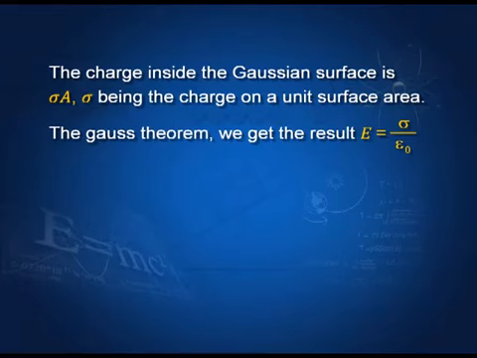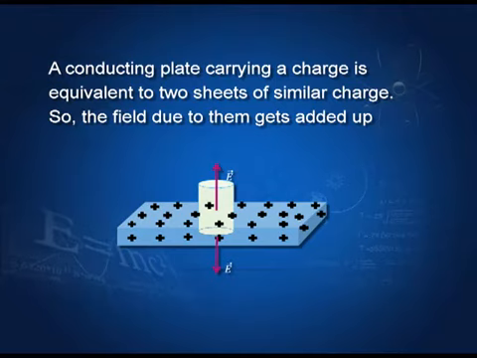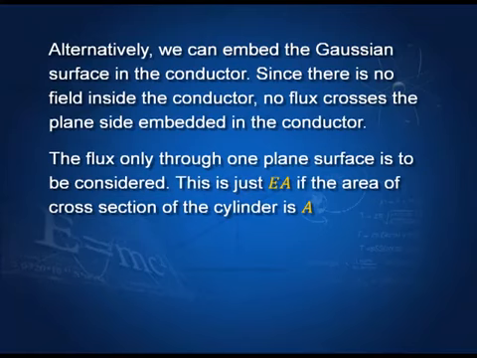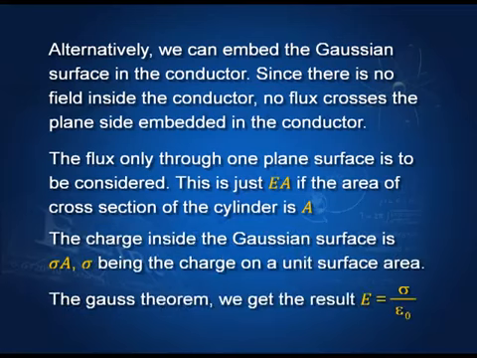As I have been telling you, through this side there is no flux, because there is no charge inside. The only flux is through this. So, now if you apply Gauss theorem, you will have E A equal to q by epsilon 0, q is sigma A. So, therefore, E is equal to sigma by epsilon 0.